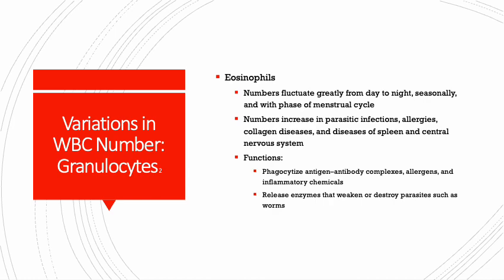So eosinophils, they fluctuate greatly from day to night, seasonally, and with phases of like the menstrual cycle. They really increase in parasitic infections. So eosinophils are like white blood cells that help when you have like earthly or dirt related infections or things going on. So worms, parasites, allergies, so anything outside, collagen diseases, and diseases of the spleen and central nervous system also cause you to have an increased number of eosinophils.